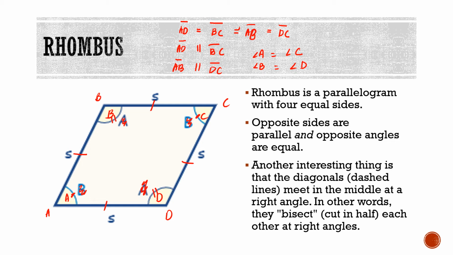Now, we have the word bisector or the diagonal. So the diagonals are actually a dashed line which cuts the rhombus into two equal parts, and the intersection forms a 90-degree angle.